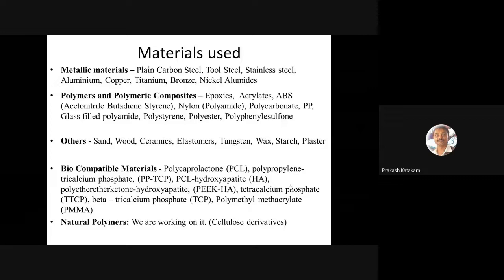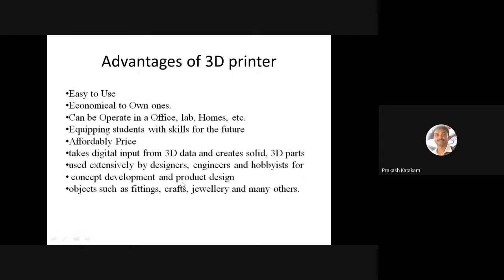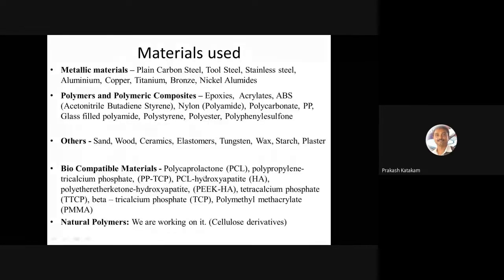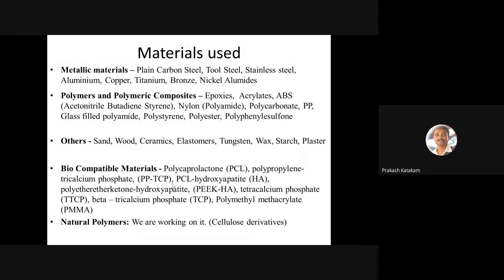And we have certain combinations of polymers such as polycaprolactone with hydroxyapatite and tricalcium phosphate. These are bone materials actually. These bone materials are mixed with biocompatible polymers like polycaprolactone and polypropylene, and they can make whatever shapes we need. And we also have tetracalcium phosphate and tricalcium phosphate. All these are bone materials.